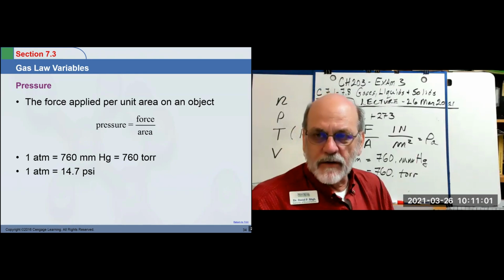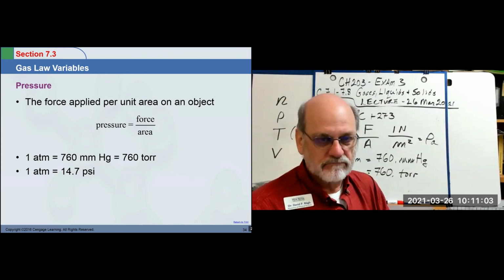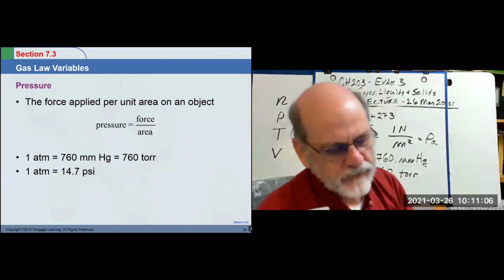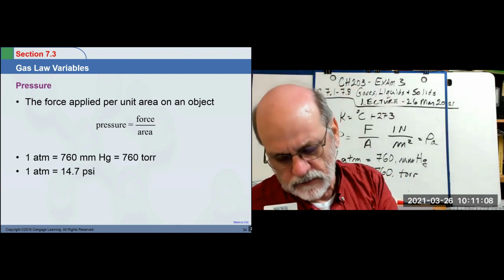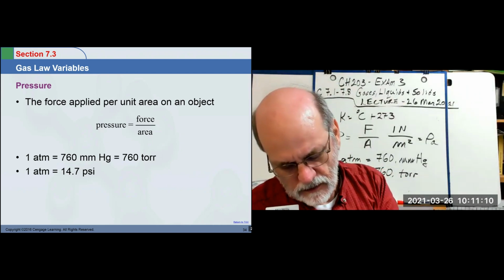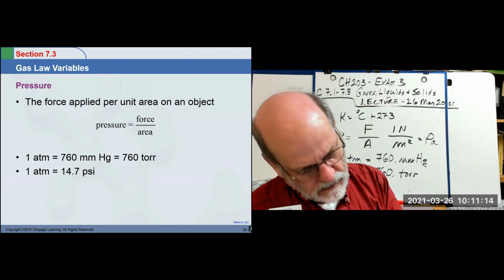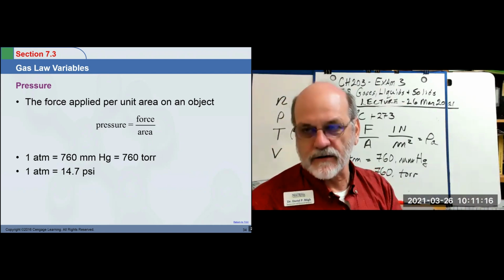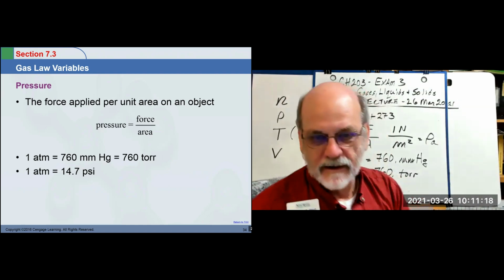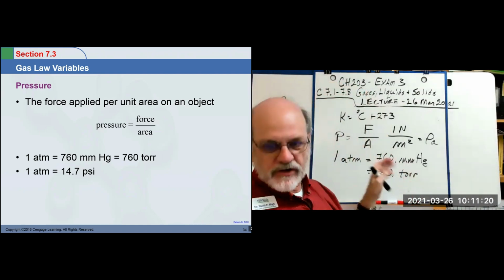Now, the development of the barometer, let me see if there's going to be a discussion about it, so I won't steal my own thunder. Yeah, I'm going to talk about it. There's a slide for it. All right, so we'll talk about the development of the barometer in just a minute.